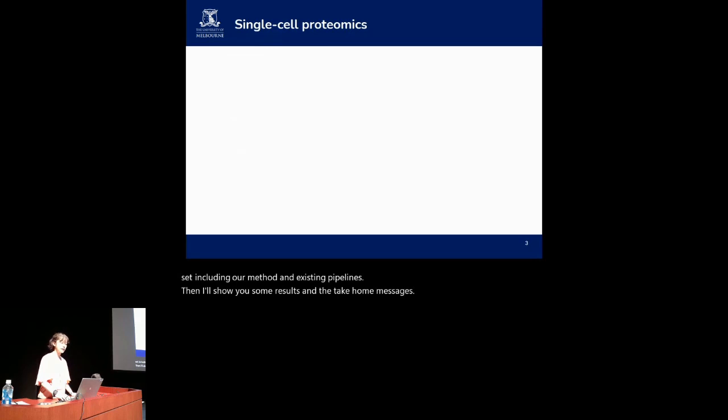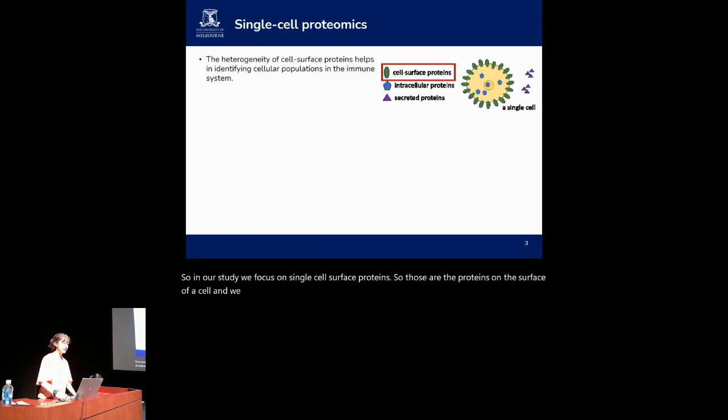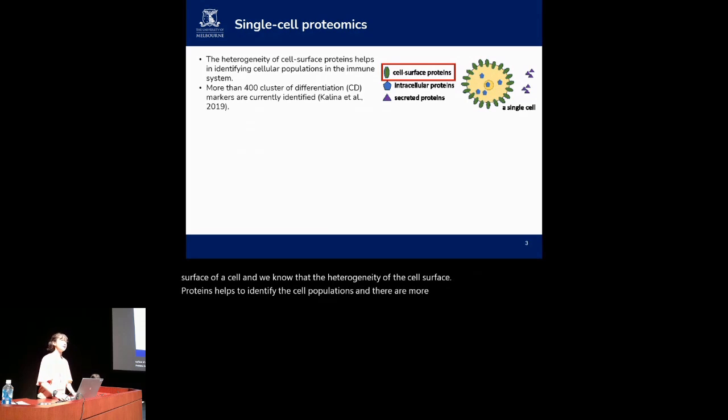So in our study, we focus on single-cell surface proteins. Those are the proteins on the surface of a cell. And we know that the heterogeneity of the cell surface proteins helps to identify the cell populations. There are more than 400 CD markers that can be used to identify different kinds of cell types. But there are some limitations in terms of the number of markers that can be measured in a single experiment.